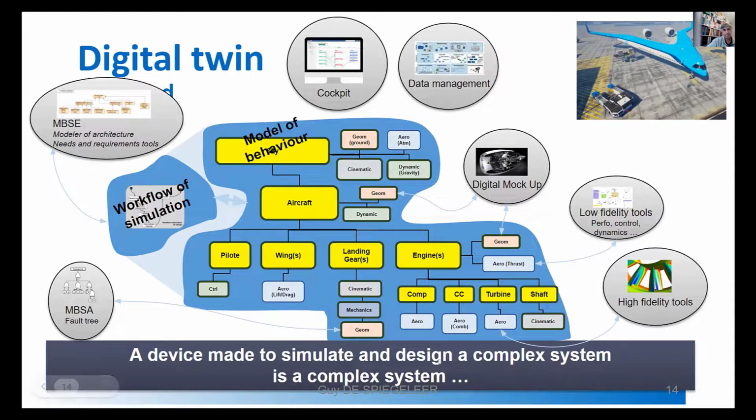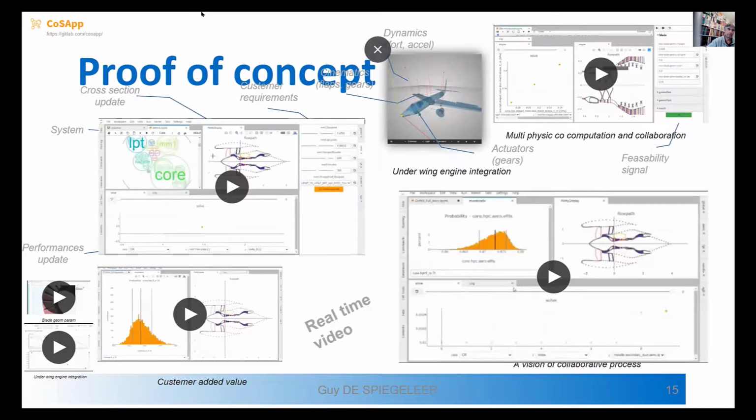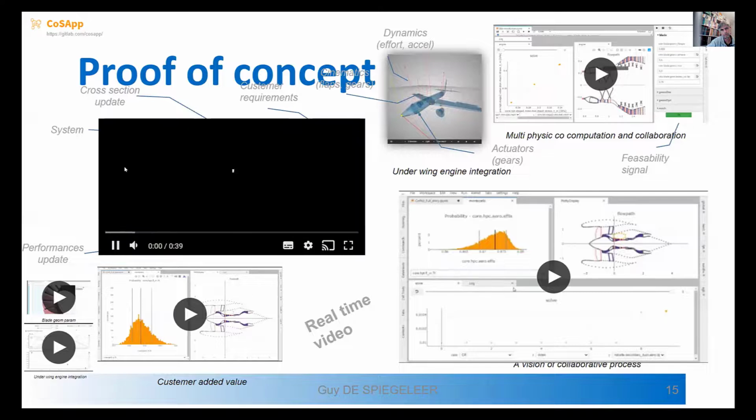So this system, it's a model of behavior of your complex system. It is itself a complex system that you have to consider and design using the process of the complex system. So that's what we did, and here is an example. It highlights a proof of concept that we developed at Safran. It's called COSAP. It's available in open source today. Not this model, but the kernel of the tool is available, and we'll just highlight some of the elements we did with this tool.